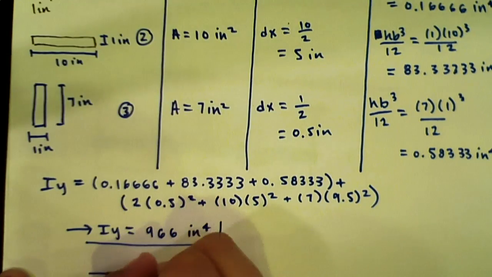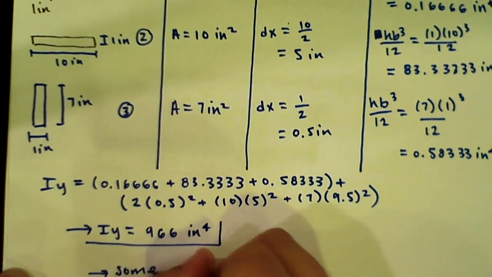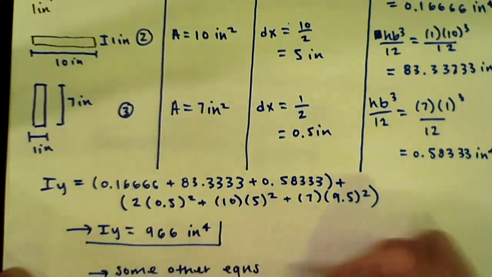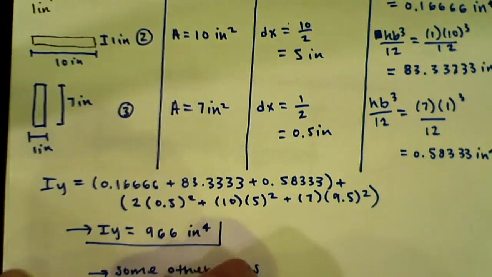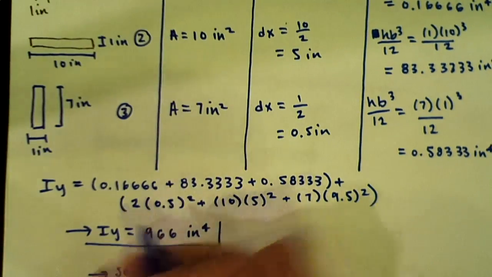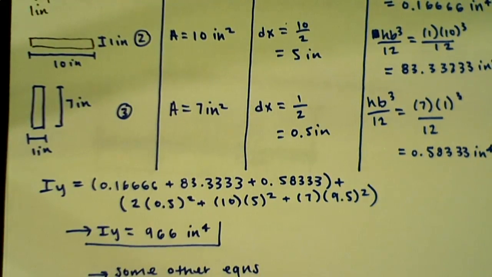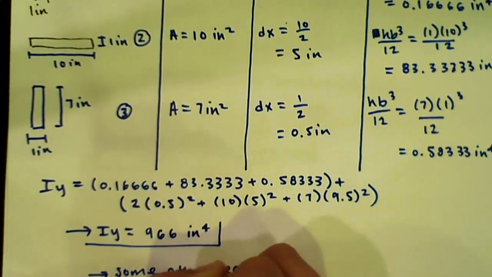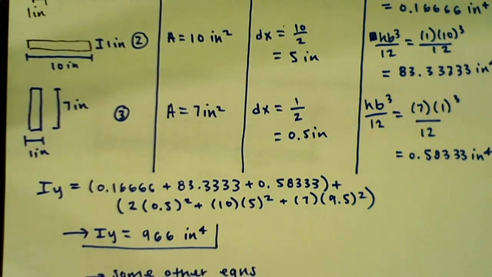So some other equations that might be helpful. So we know the moment of inertia for a triangle is... I can pick this piece of paper up. Does anyone know what the moment of inertia for a triangle is? Height times base cubed divided by 36. I think it's this one.